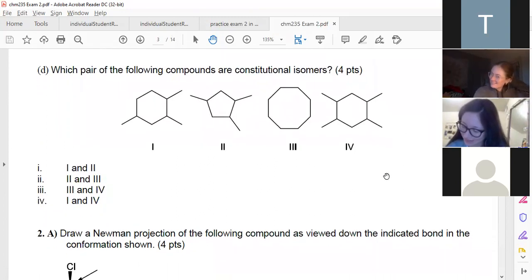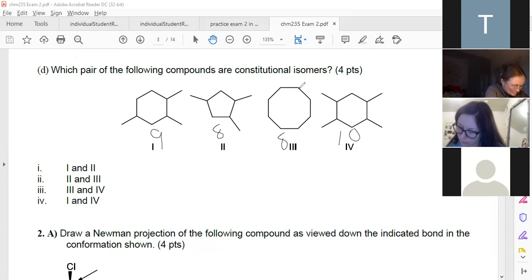Okay, so which pair of the following compounds are constitutional isomers? So what's the easiest way to do this? So a constitutional isomer has the same what? Structure or molecular formula? Molecular formula. Yep, so what I would do in this type of problem is count the number of carbons that are present inside that molecule. So 1, 2, 3, 4, 5, 6, 7, 8, 9. 5, 6, 7, 8, 9, 10. So my answer should be 2 and 3. Does that make sense?